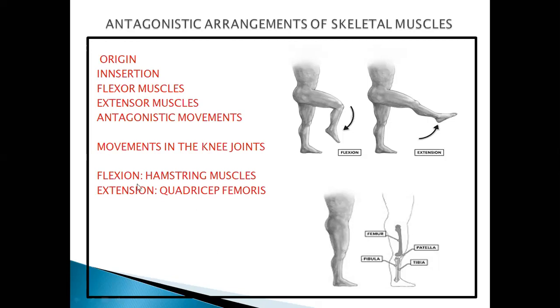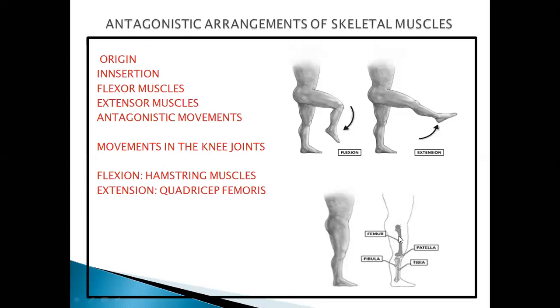Okay, class, flexion. Flexion is carried out by the flexor muscles. Flexor muscles are those which are responsible for the contraction, right? So flexion is carried out by the flexor muscles. These are hamstring muscles. What are the hamstring muscles? These are present here. This is the structure of the leg, right? And this is the first bone, the thigh bone, which is called the femur. Next to it are the two bones, tibia and fibula.